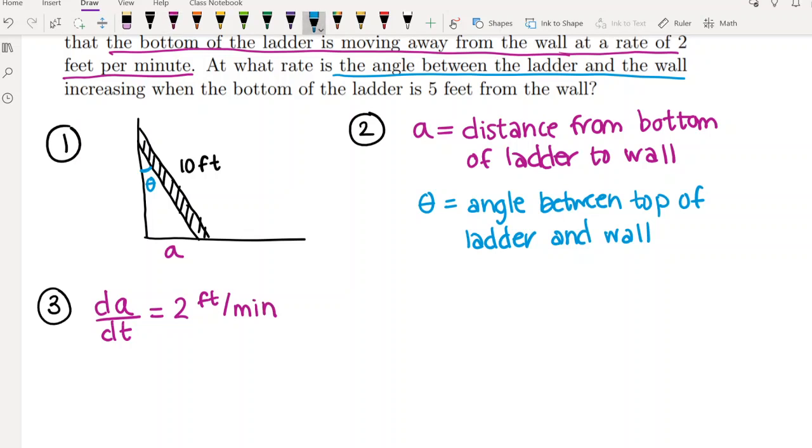And then what are we trying to find in this problem? Well, we want to know at what rate the angle is changing. And so we're trying to find d theta/dt. So d theta/dt is equal to question mark.